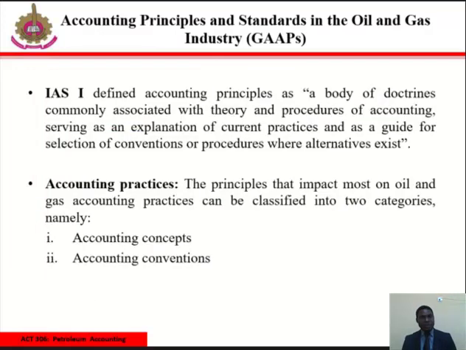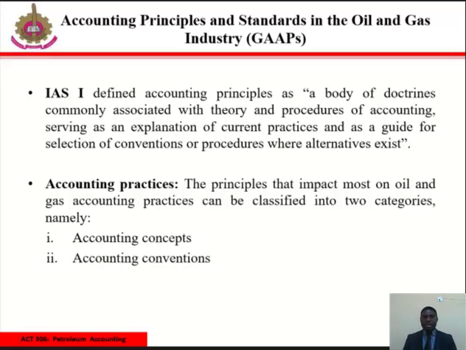We are looking at accounting principles and standards in the oil and gas industry, that is, the establishment of GAAP into the accounting treatment of oil and gas. IAS 1, that is International Accounting Standard 1, defines accounting principles as a body of doctrines commonly associated with the theory and procedures of accounting, serving as an explanation of current practice and as a guide for selection of conventions or procedures where alternatives exist.